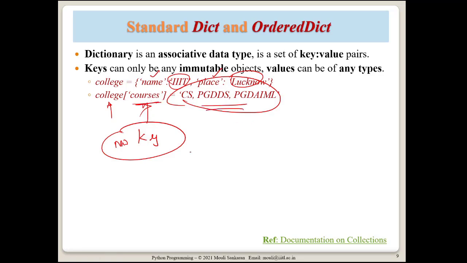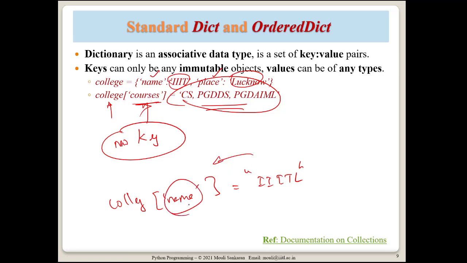Now, one more thing. Suppose you do college, and you say name equal to something else, maybe triple ATL. I wanted to make it triple ATL. This is also allowed. You are changing the value of one of the keys which is already existing. So what happens when you do this with a dictionary? When you are giving a key, it may or may not be there. It could be a new key or an existing key.